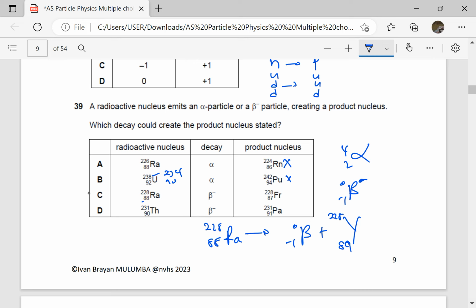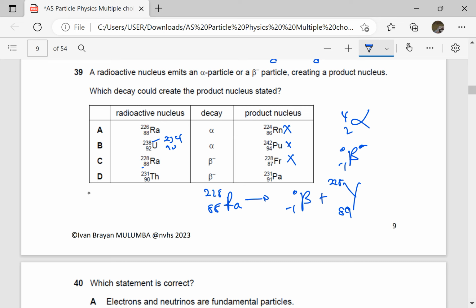That should have 89, so that the proton number is balanced. That means this one is also not correct. Automatically, it means this is the correct answer. We can verify.